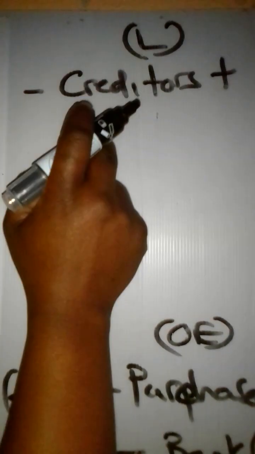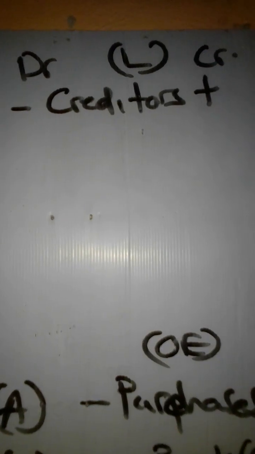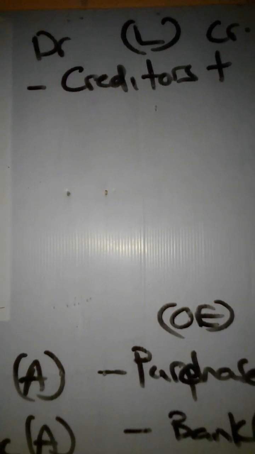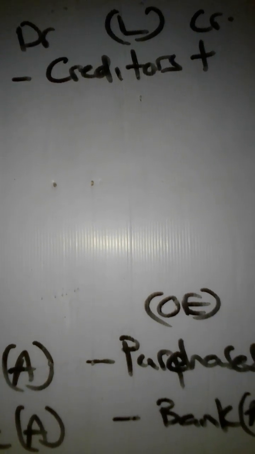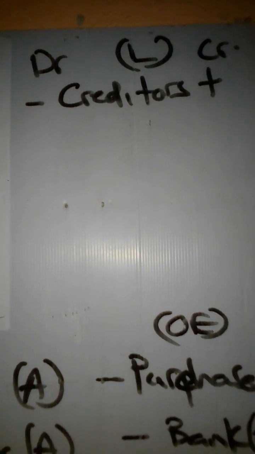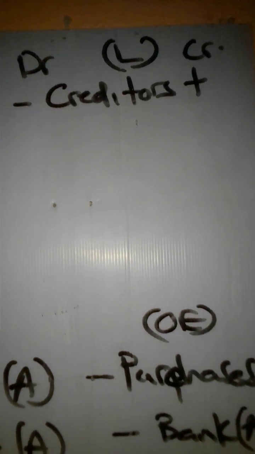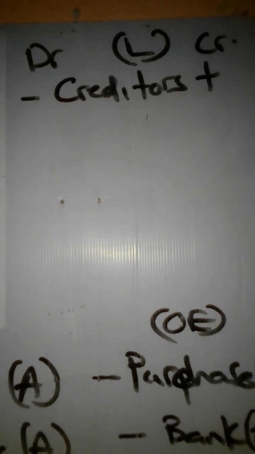So whenever creditors are decreasing, they are supposed to be debited. Whenever they are increasing, they are supposed to be credited. Okay. So because of this transaction, returned trading stock to a creditor, it means the creditors are decreasing. So automatically under the perpetual and the periodic, we know that the account that is going to be debited is the creditors control.